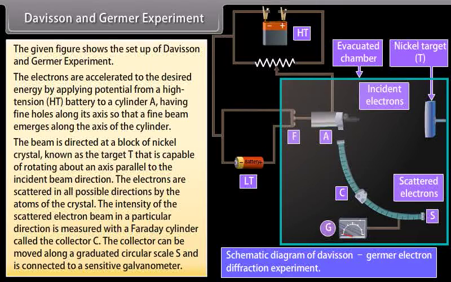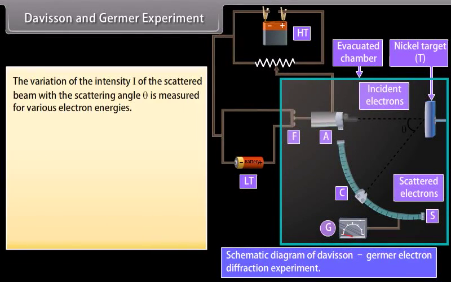The intensity of the scattered electron beam in a particular direction is measured with a Faraday cylinder called the collector C. The collector can be moved along a graduated circular scale S and is connected to a sensitive galvanometer. The deflection of the galvanometer is proportional to the intensity of the scattered electron beam entering the collector. The variation of the intensity I of the scattered beam with the scattering angle theta is measured for various electron energies. From the de Broglie relation, the de Broglie wavelength associated with the 54 eV electrons can also be determined.